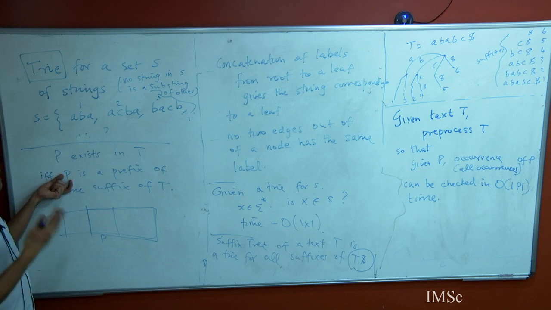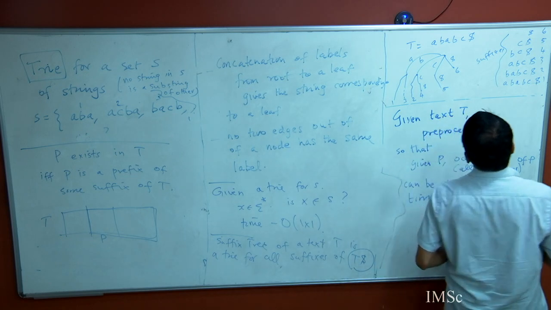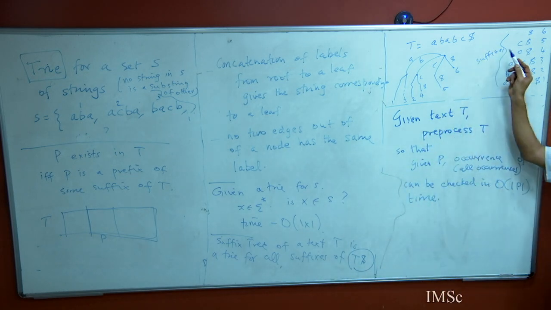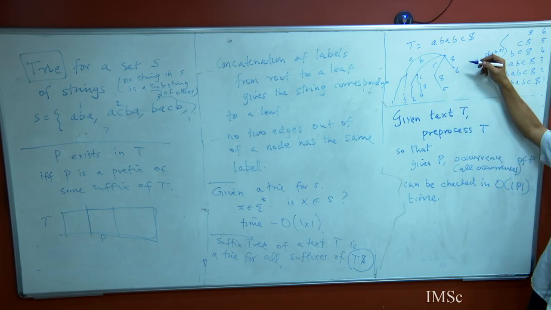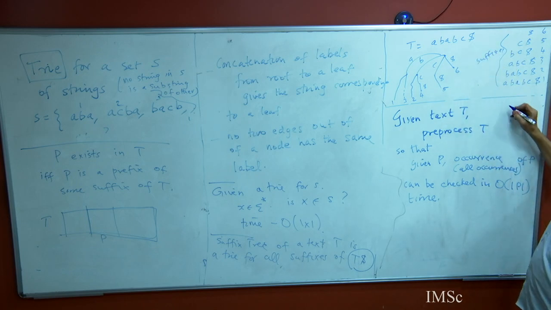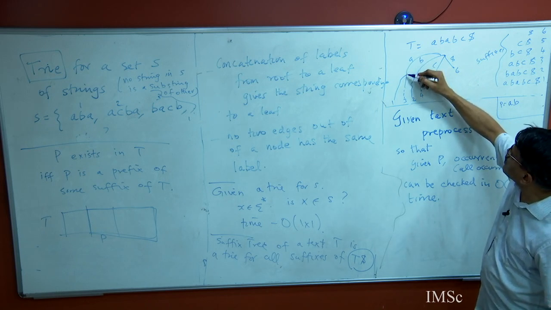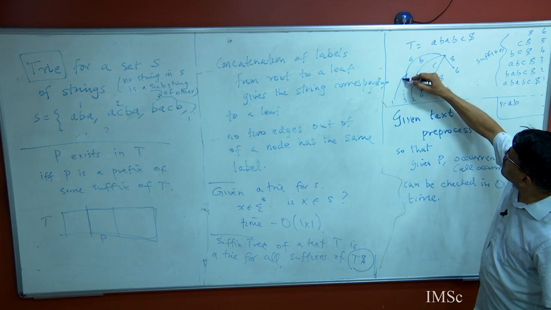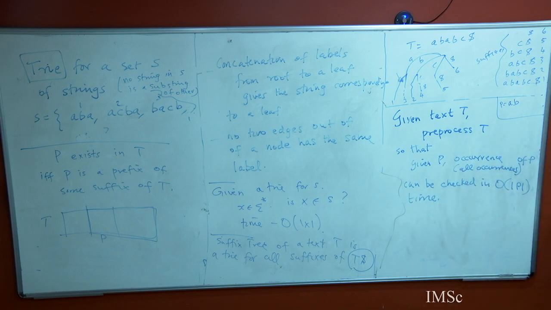So to know whether P exists in T, all I need to know is whether P is a prefix of some suffix of the text. How do I do it? Well, run through P in this tree, looking at P character by character. You don't even have to go all the way up to a leaf. Say you want to know whether AB occurs, so P is AB. I follow through A, yes, and then I follow through B, there will be a B somewhere, and you will stop here. That means AB occurs in the text.